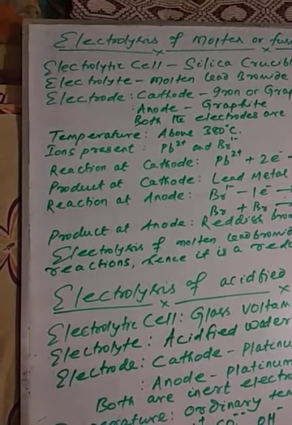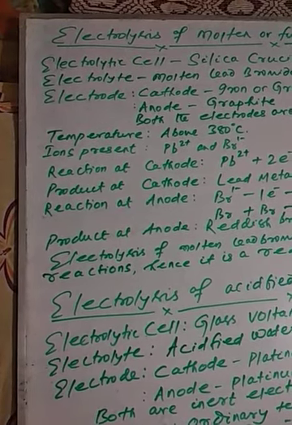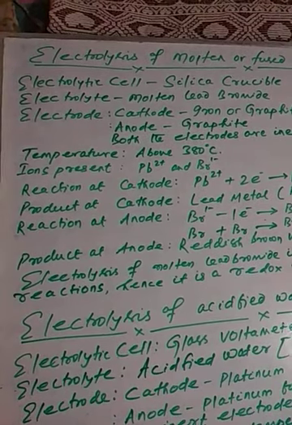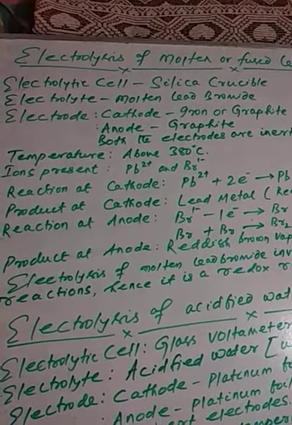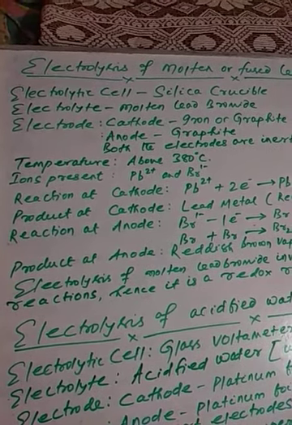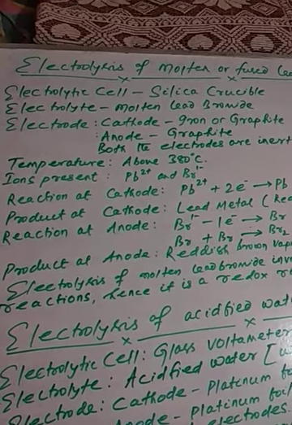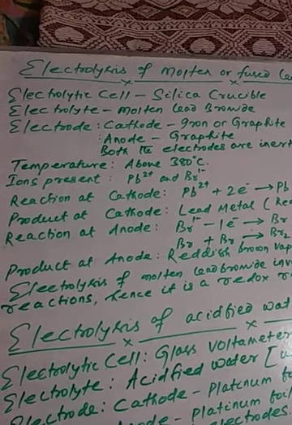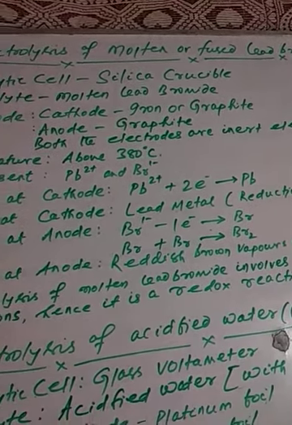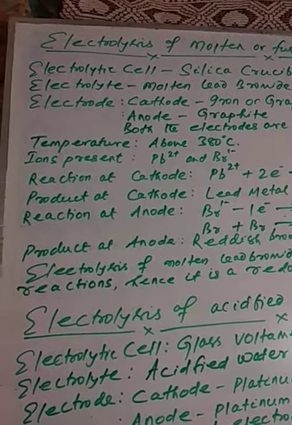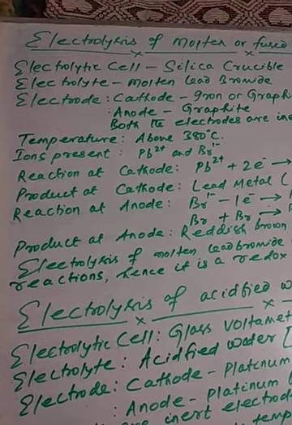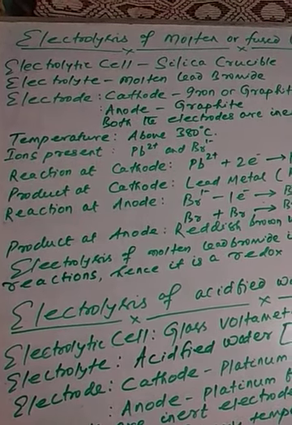Today, we'll study the electrolysis of molten or fused lead bromide, in which the electrolytic cell used is the silica crucible. The electrolyte is molten lead bromide. The cathode is made of iron or graphite, and the anode is made of graphite. Both electrodes are inert, which means they do not take part in the electrolytic reaction. The temperature is to be maintained above 380 degrees centigrade, which is the melting point of lead bromide.